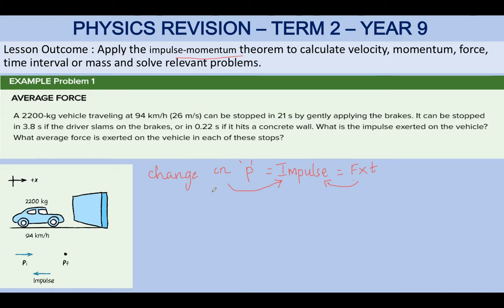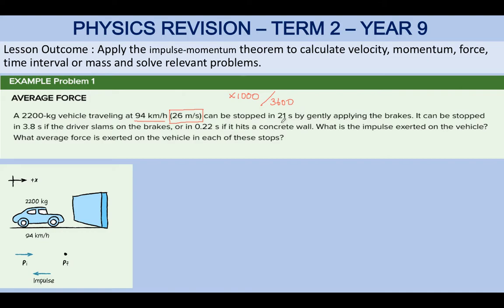All right, now let's look into this question. It says a 2200 kilogram vehicle traveling at these many kilometers per hour. Now they have also given it in meters per second. I would advise you to be familiar with this conversion. Kilometer per hour, how do you convert? You multiply it by 1000 and then divide it by 3600. So you can check that calculation whether you're getting 26 from here. 94 times 1000 upon 3600, you should get 26 meters per second.